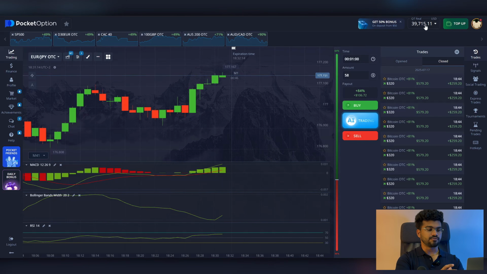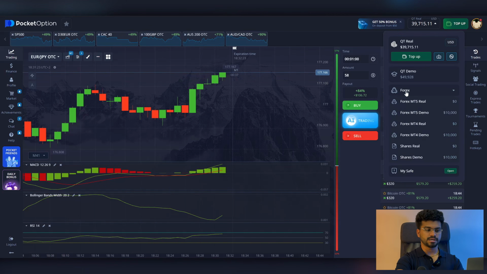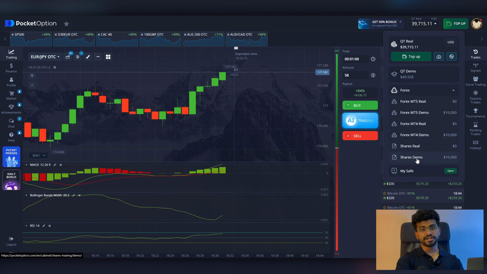So now you know how to switch between real and demo accounts. Now, Pocket Option provides a variety of trading modes. Here, below the demo account, we have a Forex button. If you click on that, here we have Forex MT5 Real, MT5 Demo, MT4 Real, MT4 Demo, and Shares Real, and even Shares Demo. But you don't need to worry about anything now.